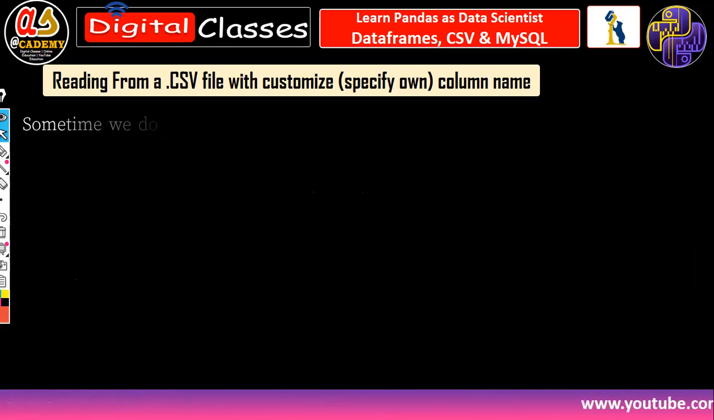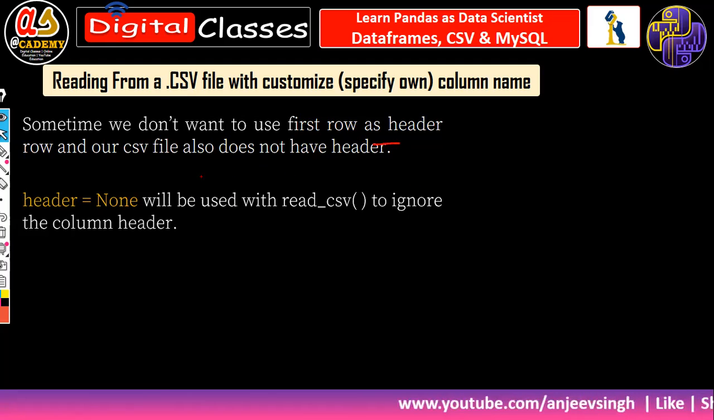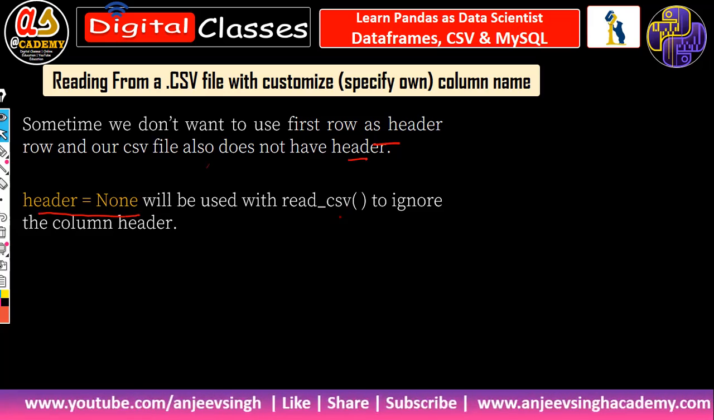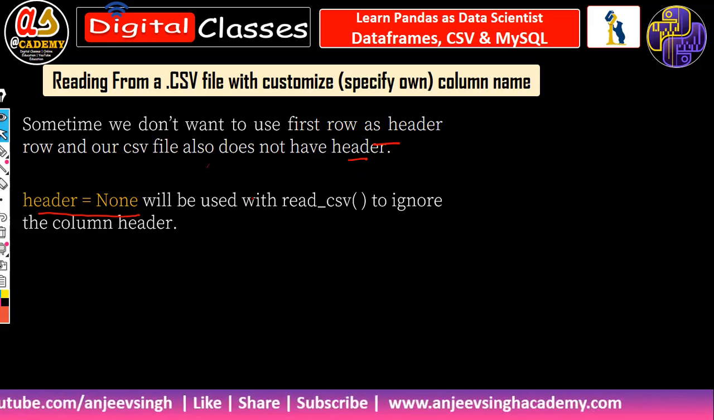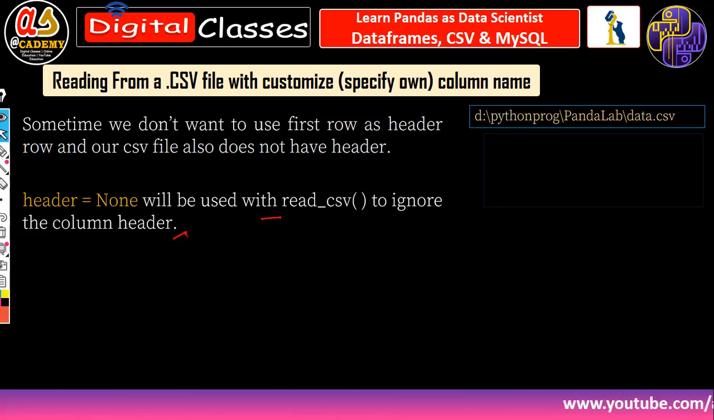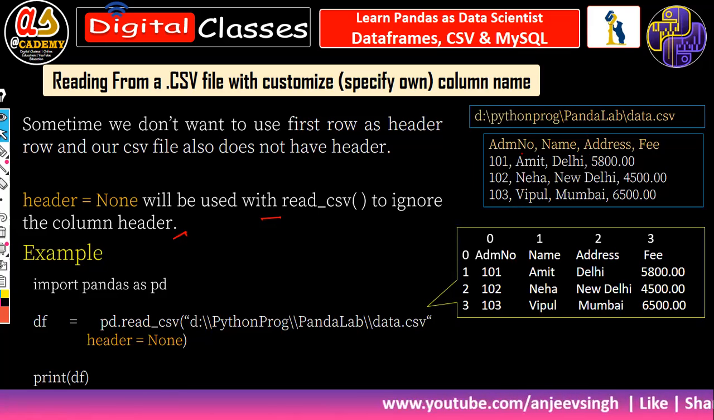And what is the solution? Sometimes we don't want to use the first row as a header row, and our CSV file also does not have the header. So in that case, we will write header equal to None. This is one more option, header equal to None, and it is used to say that this file does not have a column header. So I don't want to use this row as a column header.